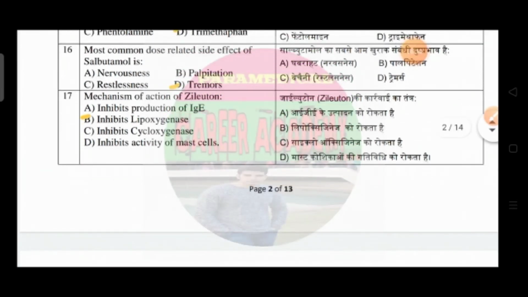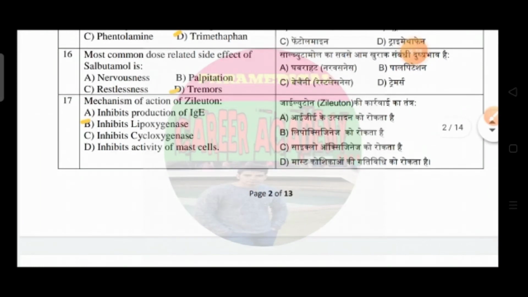Question number 17: Mechanism of action of zileuton? Option A is inhibits production of IgE, option B inhibits lipoxygenase, option C is inhibits cyclooxygenase, option D is inhibits activity of mast cells. So the correct answer is option B, that is inhibits lipoxygenase.